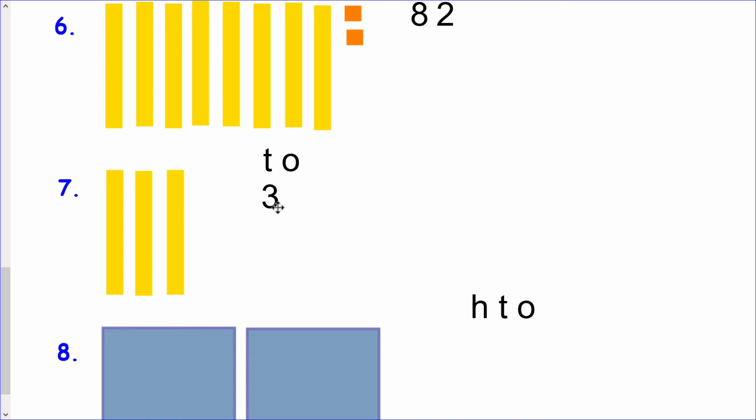Am I done? No, you're right, I'm not done. I have to put a 0 in the ones place. I don't have any ones. I have to put that there as a placeholder because this number's not 3, it's 30.